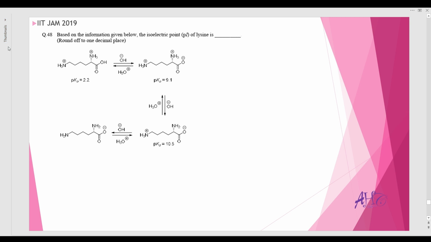Next question, 48th question இங்க என்ன கேட்டிருக்காங்கன்னா, based on this information given below, the isoelectric point of lysine. So lysine வந்து பார்த்தீங்கன்னா lysine is going to be your basic amino acid. So நீங்க என்ன பண்ணணும்னா you have to find the isoelectric point for base மட்டும் பார்த்தா போதும். So pI formula என்ன, pKa1 plus pKa2 by 2. ஸோ இங்கே வந்து நம்ம என்ன பண்ணுறோம்னா lysine is basic in nature. So basically 9.1 and 10.5 வந்து you have to find.